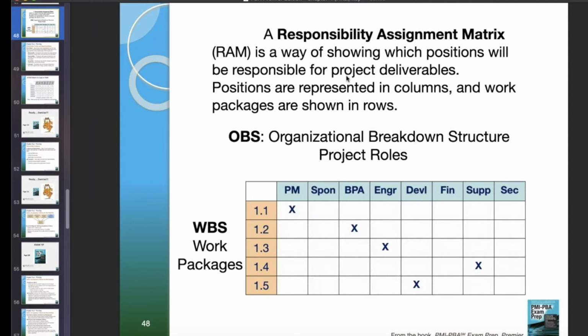A responsibility assignment matrix, or RAM, is a way of showing which positions will be responsible for project deliverables. Positions are represented in columns and work packages are shown in rows. It's an organizational breakdown structure by roles and then by work packages, meaning work activities where experts will do work. It shows you who's responsible for any of them. This one might be for the project charter getting signed. This one is for the business analysis plan being done. That's on the analyst, etc.